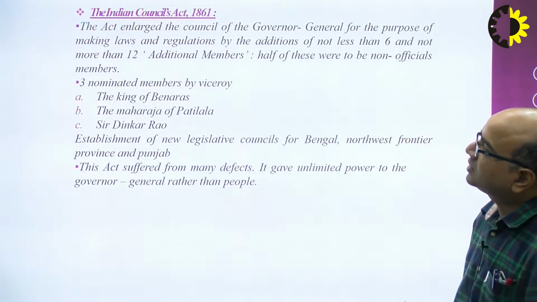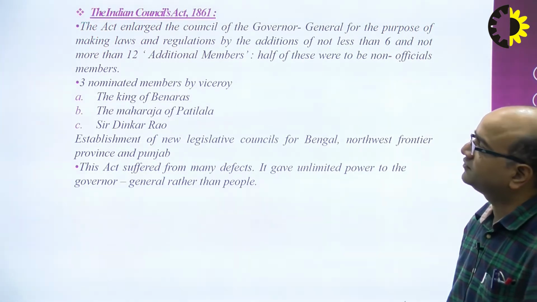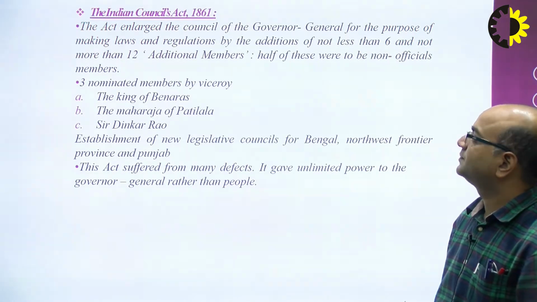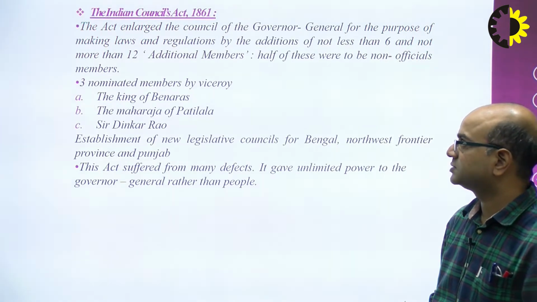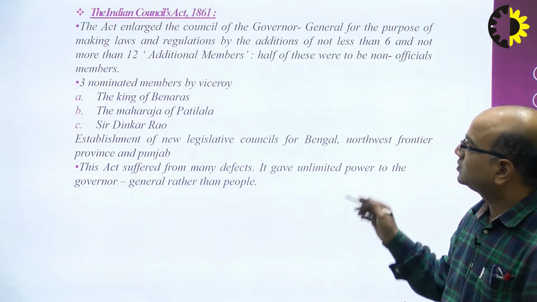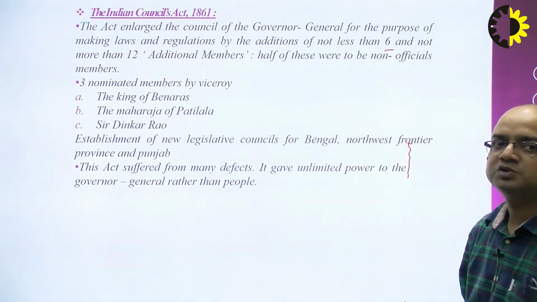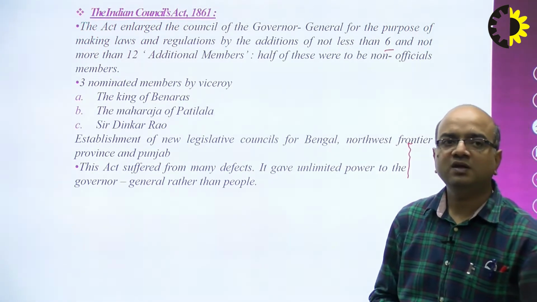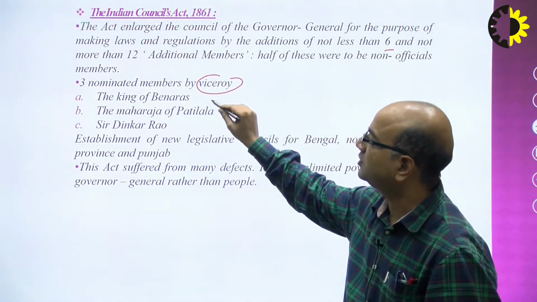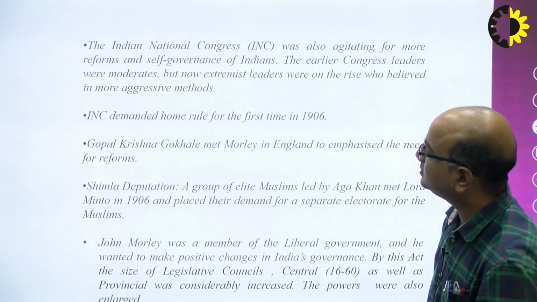Now the Councils Act 1861. The act enlarged the Council of the Governor General for the purpose of making laws and regulations by the addition of not less than 6 and not more than 12 additional members, and half of these were to be non-official members. So now the number of appointed people was increased, but it shouldn't be more than 12, and there were 3 nominated people who were appointed by the Viceroy: the King of Benares, Maharaja of Patiala and Sir Dinkar Rao.